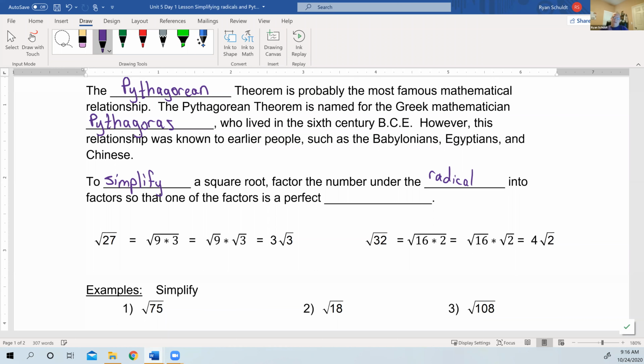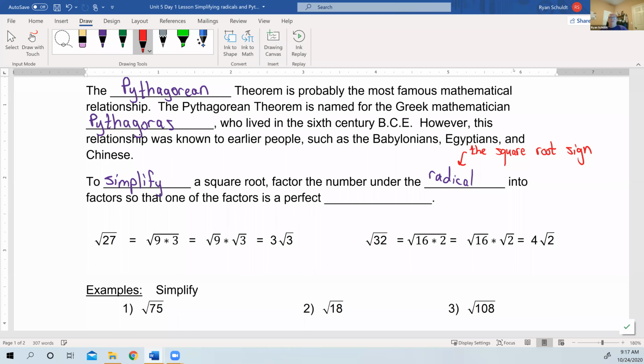Now you may be thinking, what's a radical? I mean, I know what radical groups are, but what's a radical? The radical is the square root sign. That's what a radical is.